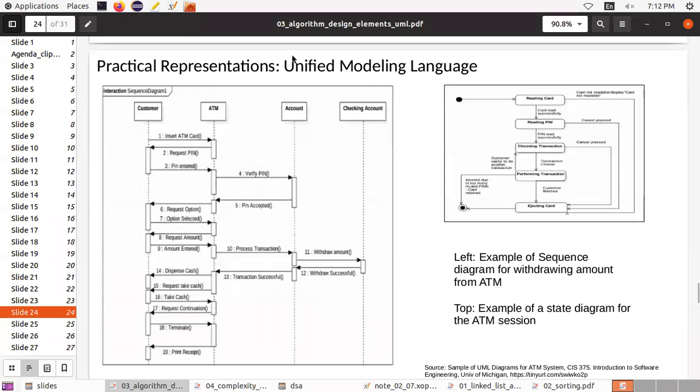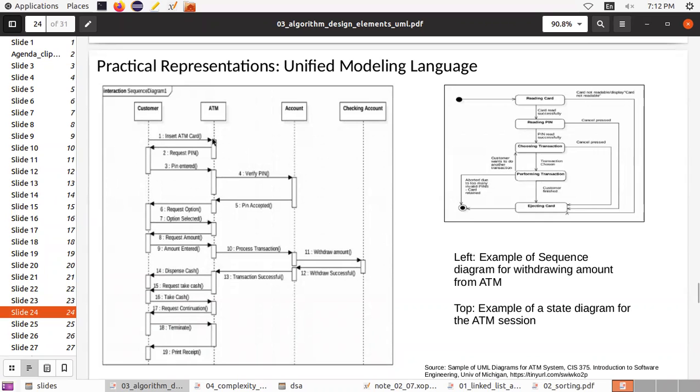So different ways of representing the process flow. One way is, this is an example of a diagram, or rather a sequence diagram, which is a type of UML. How do you withdraw a certain amount from an ATM? Okay. So the way it works is, there is a customer object, there is an ATM object, there is an account object, and there is a checking account object. And there are various activities that this particular object can do, and there are ways of transitioning from one object to another object.